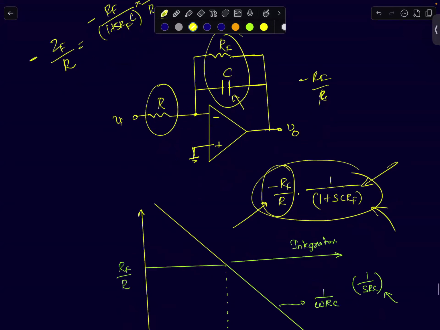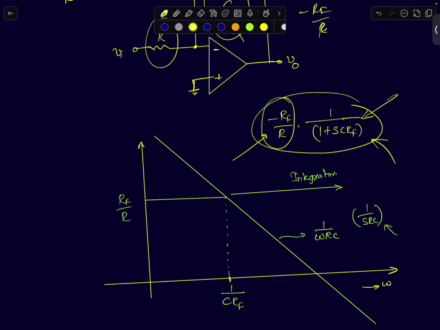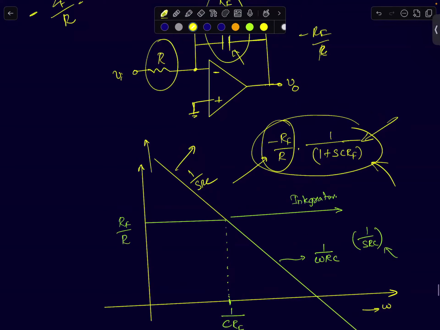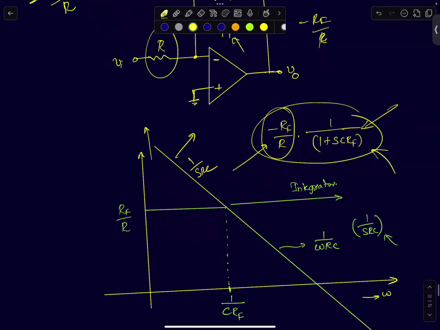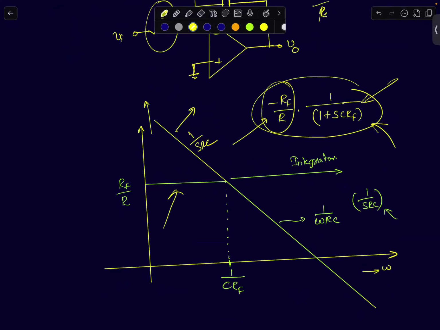If you plot its frequency response in the frequency domain, this is how it's going to look. For an ideal integrator, 1 by SRC, its gain blows up to infinity at DC. For a practical integrator, where I'm putting a feedback resistor to limit its DC gain, the response will look like this in the green color. This is a low pass filter. At DC, the gain is RF by R. Once the pole frequency, 1 by RFC, is reached, the gain will start rolling off and both these responses will match each other.